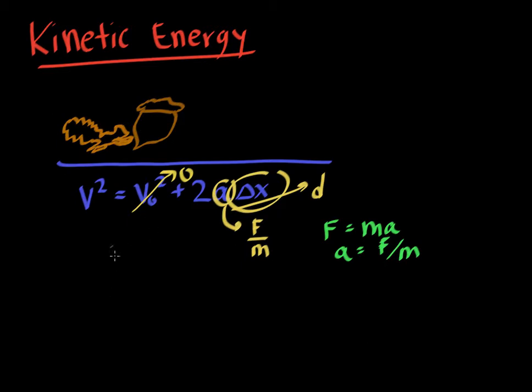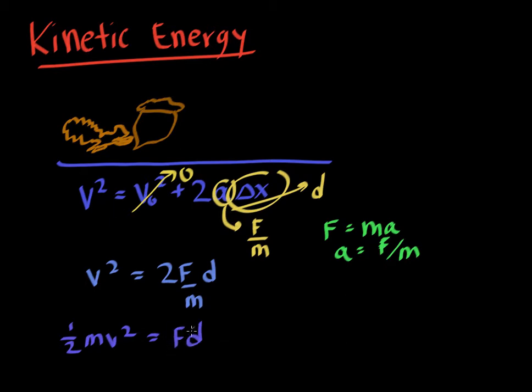So if we simplify this, we get something to the effect of v squared equals 2F over m times d. If we move a couple terms over to the side, we get mv squared, we move the m over here and multiply it, divided by 2, which is the same as multiplying by 1/2 to get rid of the 2 over here, equals F times d.